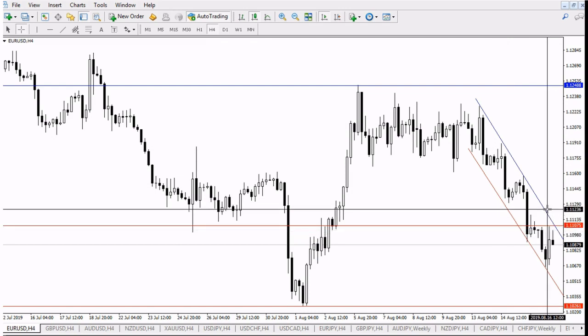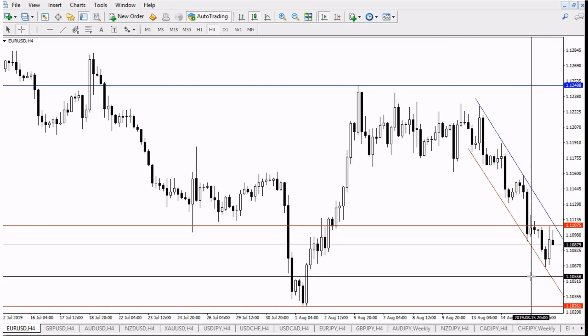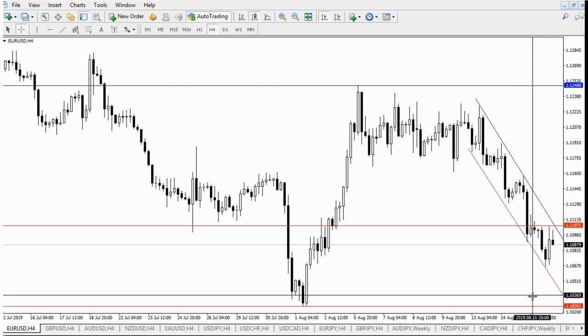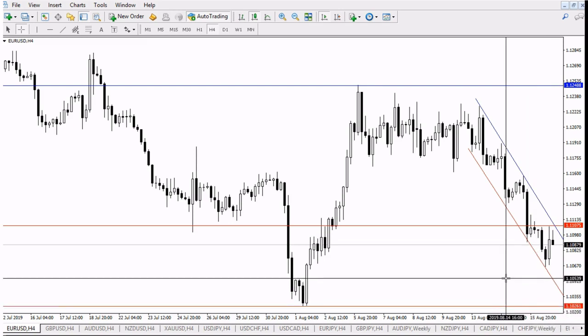If it remains below this level successfully, another place to look for some sort of buying pressure would be this support level. That is the 1.10261.